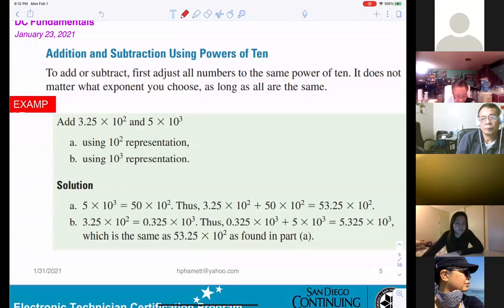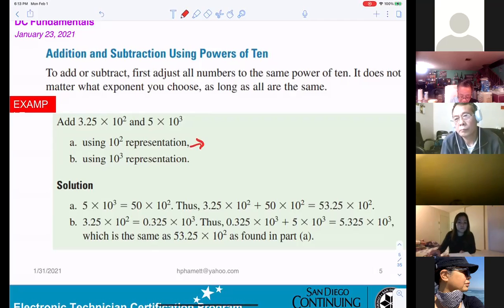Okay, now they say adding 3.25 times 10 power of 2 to 5 times 10 power of 3. Either way, the first thing you must do is change them to the same power. You want to use power of 2, then you must change 5 times 10 power of 3 to power of 2.